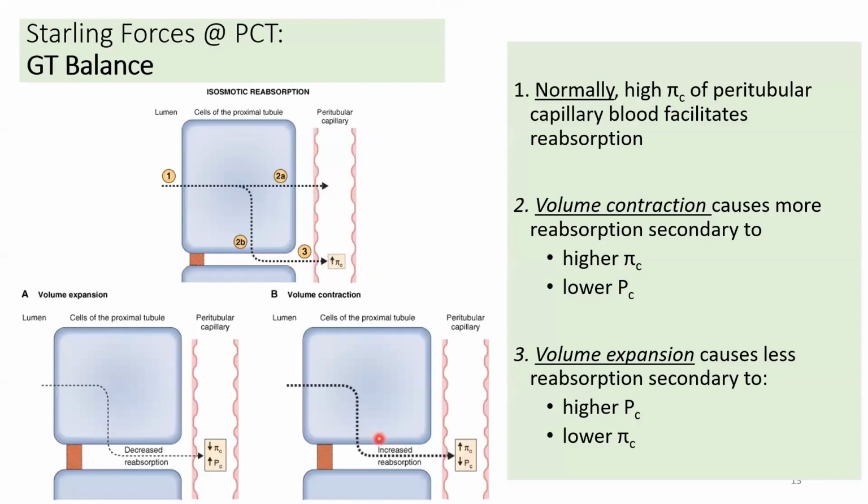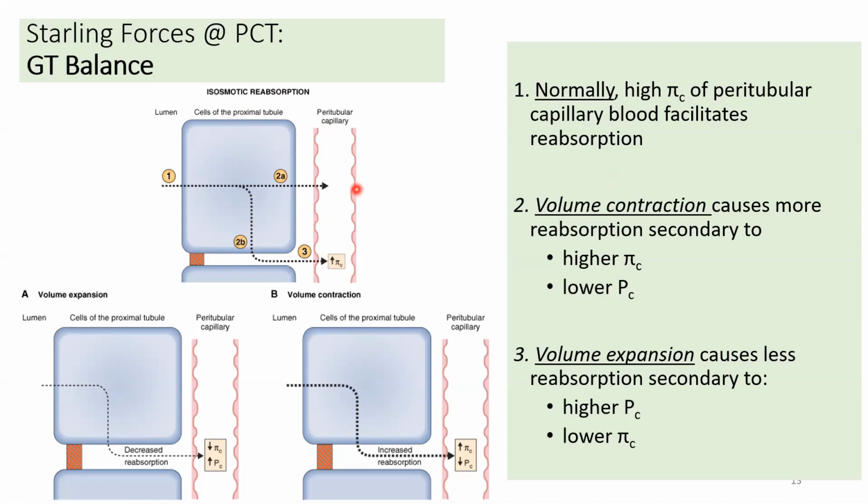Okay, this is, don't worry, there might be too many alphabets on this slide, but it's actually very nice and simple. Forget this, this is the summary of what I'm going to explain right now. So here is shown a PCT cell, and isoosmotic reabsorption is taking place. Everything is hunky-dory. ECF volume is fine.